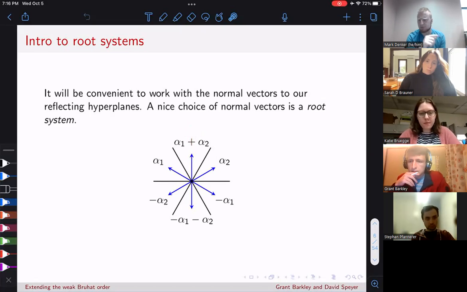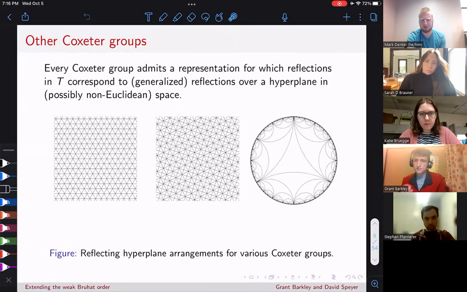Yeah, so on the previous slide, you're showing examples of hyperplane arrangements that were affine. So do root systems interact well with these affine reflection hyperplanes? Yeah, that's a great question.